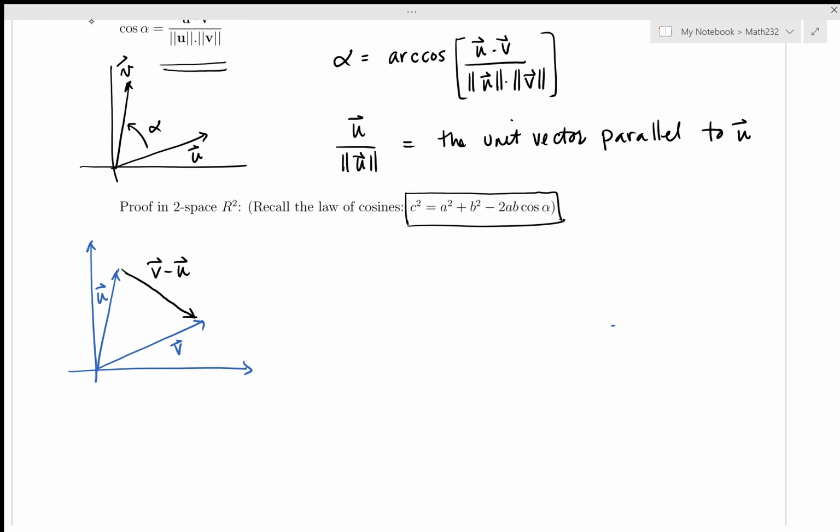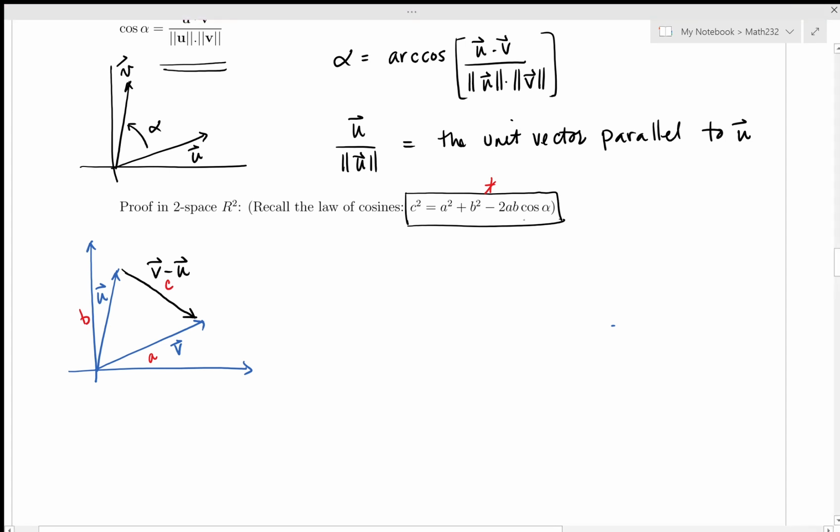I am going to associate some letters with this triangle. I'm going to consider the length here to be A, or side A of this triangle, this as side B of the triangle, and then this one here as side C of the triangle. That's how I'm thinking of this. I'm thinking of a triangle here with those sides so that I can line this up with my cosine law.